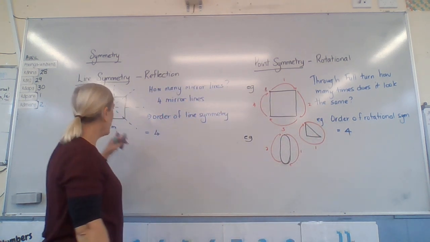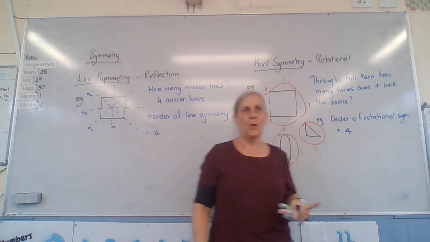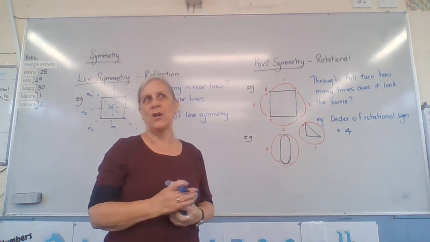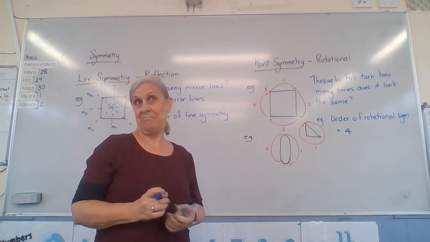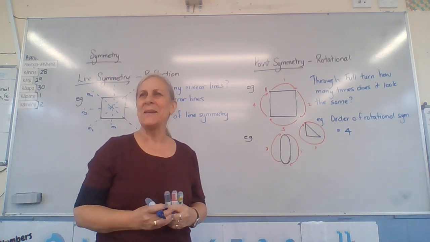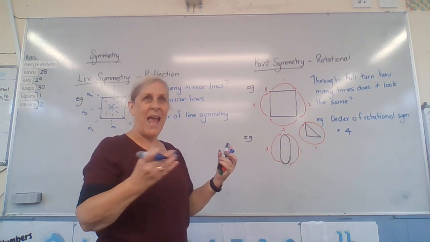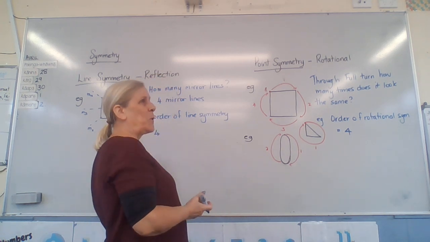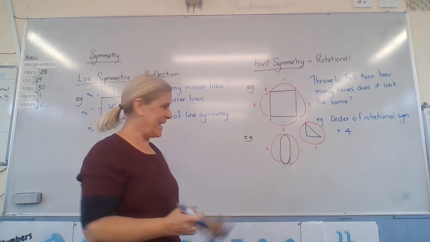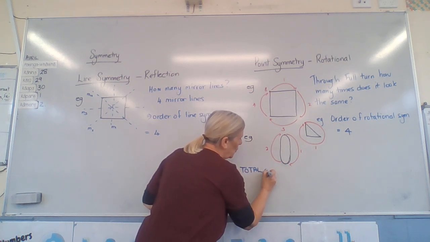Okay, so for our square, we've got 4 for the line symmetry and 4 for the rotational symmetry. What do you think the total order is going to be? Total. What does total mean, guys? How much? Add it up, right? So this is 4, that's 4, the total is? 8. Yeah, okay.